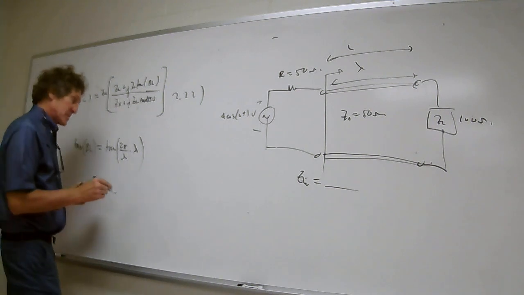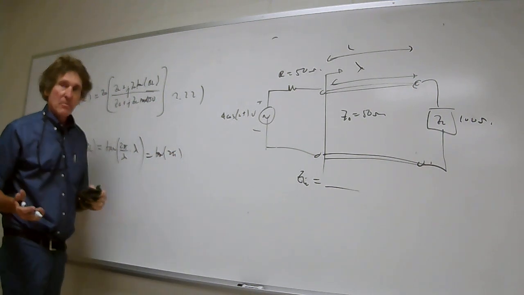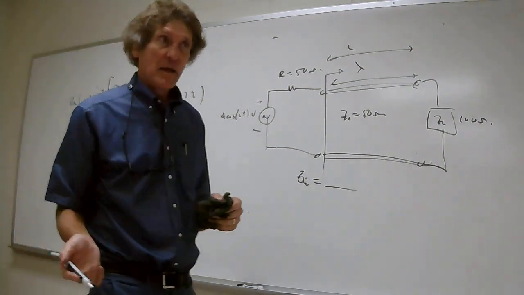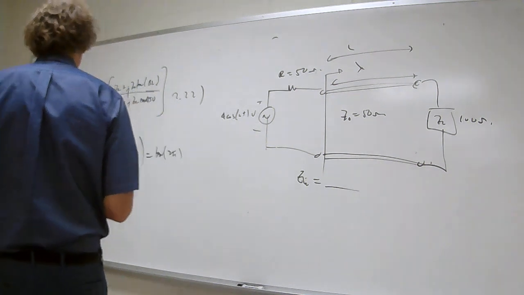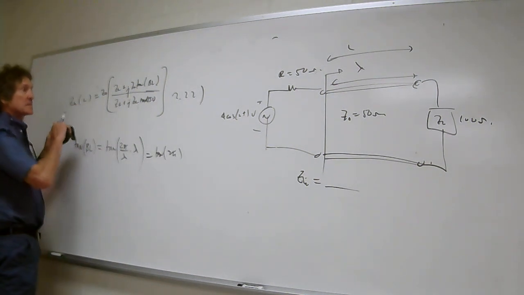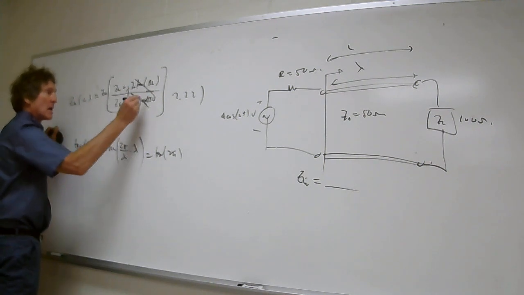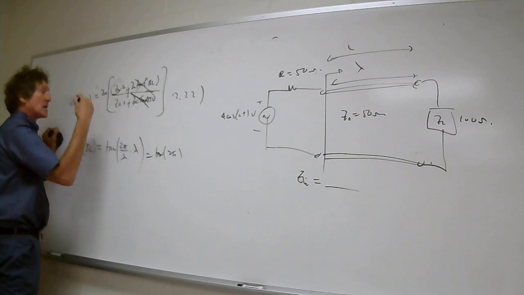So it's tangent of 2 pi. Well, think about that. What's the tangent of 2 pi? Zero. It's 0. If it's 0, now follow me on here. If it's 0, what happens? Doesn't this and this go away? And then ZL times Z naught over Z naught is just ZL.